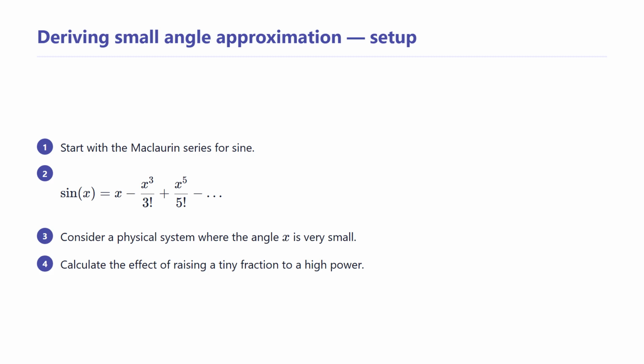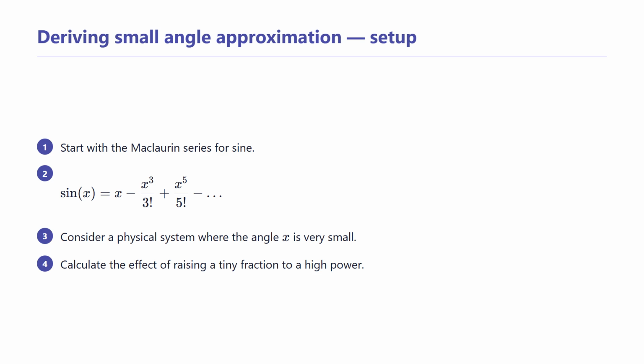This brings us to a crucial derivation in physics. What happens when the angle x is very small? Let us set up the reasoning. We start with the full Maclaurin series for sine that we just found.